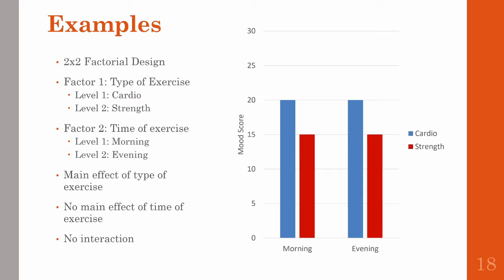Okay, one more example. Here we have type of exercise and the time of exercise on someone's reported mood. Here we have a main effect on the type of exercise. So the blue cardio bars are higher than the red strength bars. But we don't have a main effect of the time of exercise. The two left bars are the same heights as the two right bars. And we have no interaction here. The difference and the direction of the difference remains the same across sets of bars, and our imaginary lines between bars would be parallel and would not cross over.